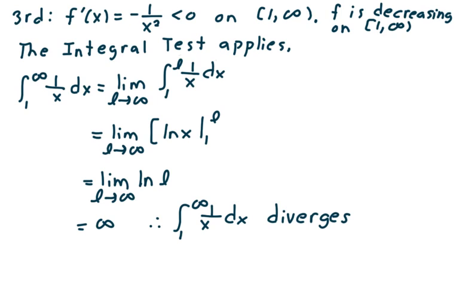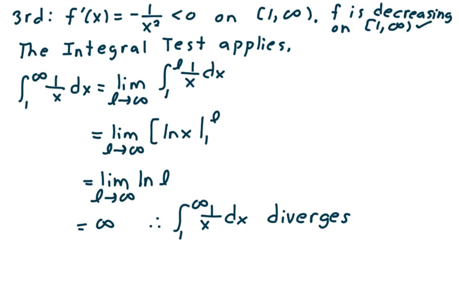And to do that, we need to look at f prime of x, which is equal to negative 1 over x squared. And f prime of x is less than 0 on 1 to infinity, which tells me f is decreasing on 1 to infinity. So the integral test applies because we looked at all three conditions.